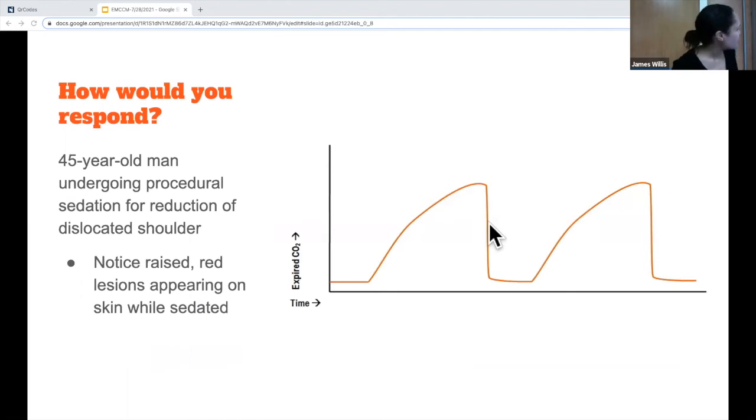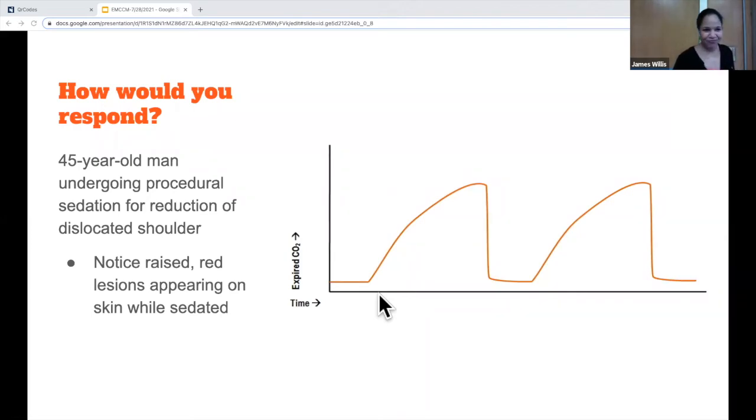All right, moving on. You've got a 45-year-old gentleman undergoing procedural sedation. You notice that he's got raised red lesions on the skin, and this is the end tidal that you notice on the screen. So talk to me about the rate or the shape or the end tidal. Someone in the back, Ryan.